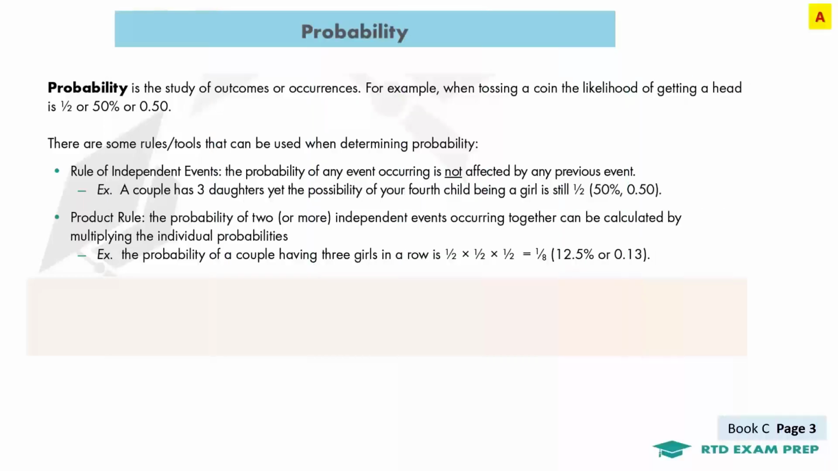Remembering that the Punnett square is a probability tool, and probability, as it notes, is the study of outcomes or occurrences. For example, when you toss a coin, it's a 50-50 chance if it's heads or tails. But there's some rules that we need to do when we're talking about probability. I like this one, the rule of independent events. A couple has 3 daughters, yet the possibility of the 4th child being a girl is 50%. And that means because the couple had 3 girls before, doesn't matter.